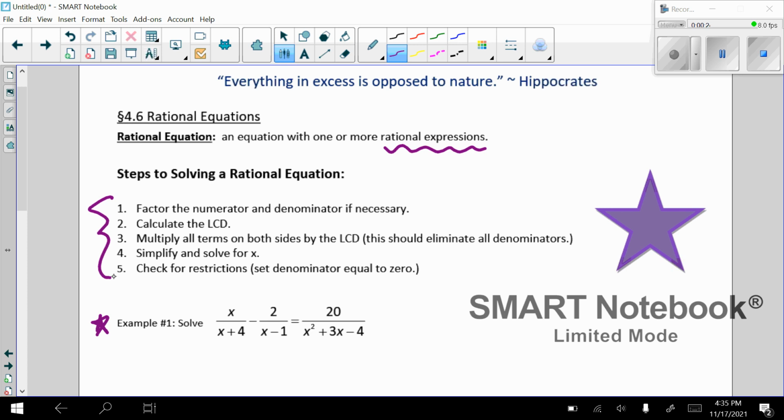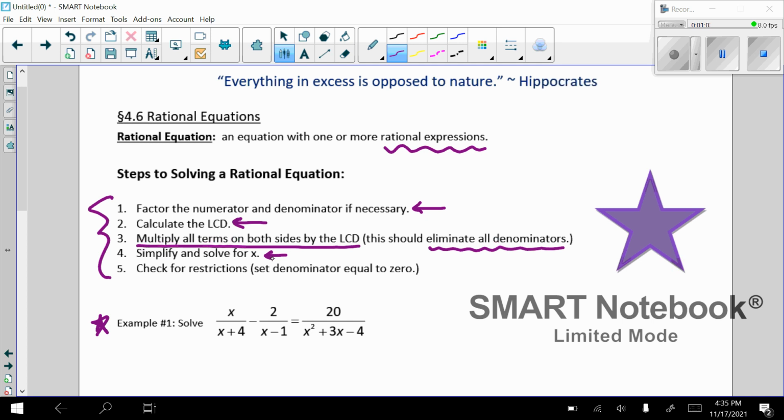First thing we're going to do is factor, factor, factor. Any numerator or denominator that hasn't been factored for you needs to be factored. We're then going to look at those denominators that have all been factored and calculate what the least common denominator will be. The reason we do that is we take the least common denominator and we multiply all terms on both sides of the equal sign so that we can eliminate the denominators. Once the denominators are eliminated, we'll have a pretty straightforward equation to solve.